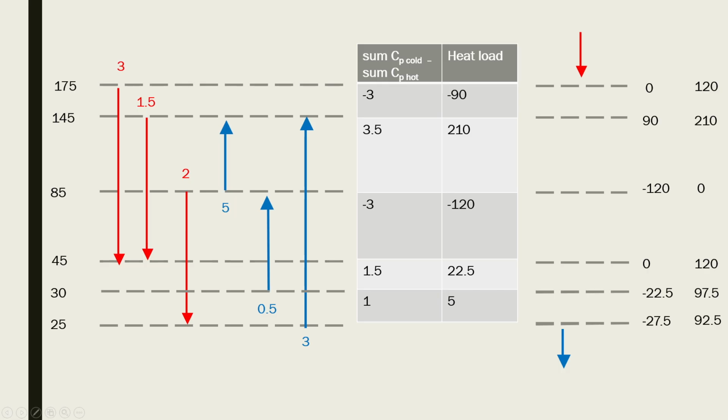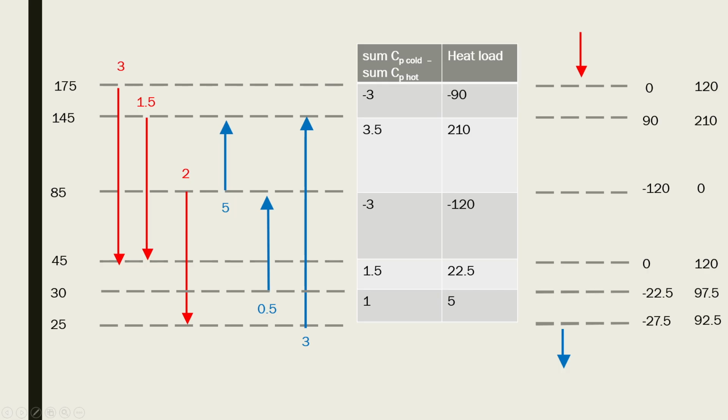We have hot pinch temperature and cold pinch temperature. So the hot pinch temperature is going to be this pinch temperature plus delta T minimum over 2. So it's going to equal, in this particular example, 85 plus 10 over 2, which gives us 90 degrees Celsius. And for the cold stream, it is 85 minus delta T minimum over 2, which gives us 80 degrees Celsius. So now we have calculated the pinch temperature for the hot streams and for the cold streams, and we can start constructing our heat exchanger network.